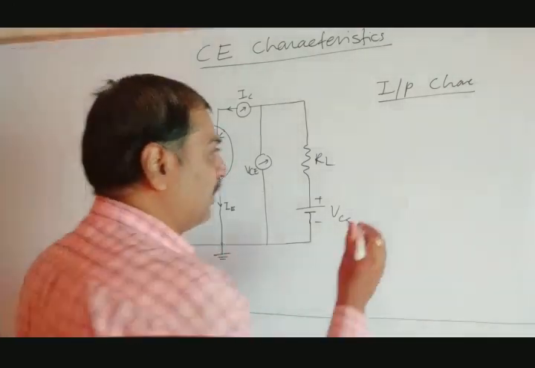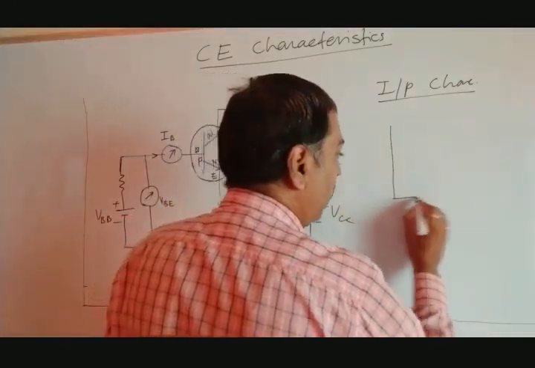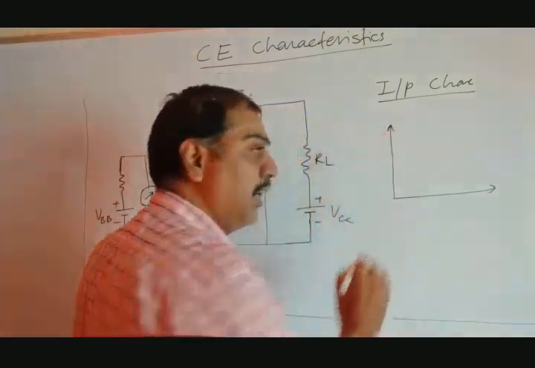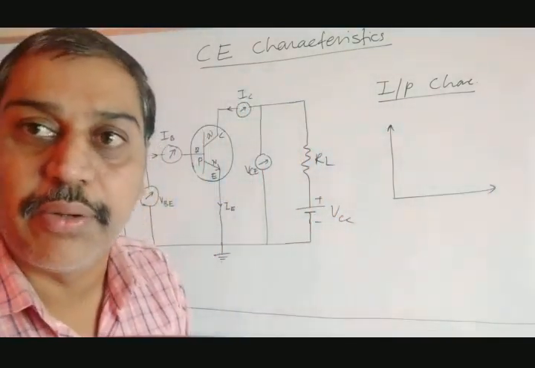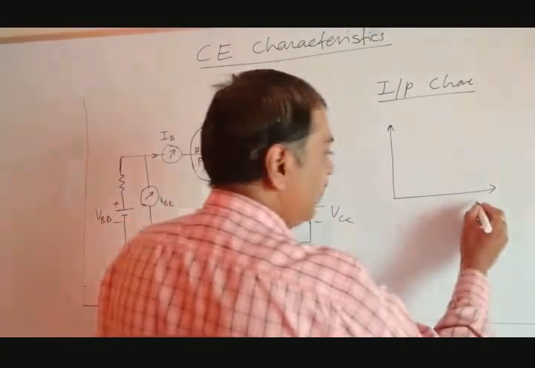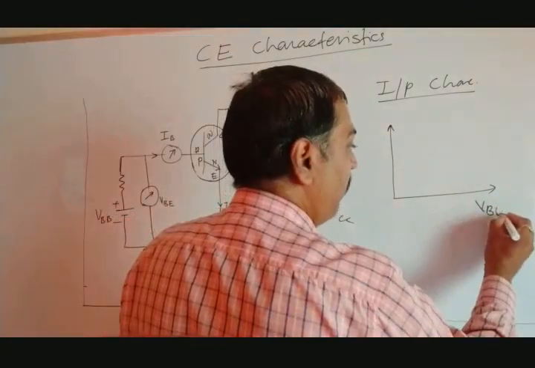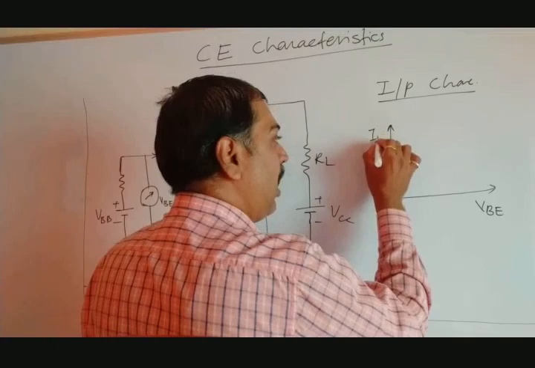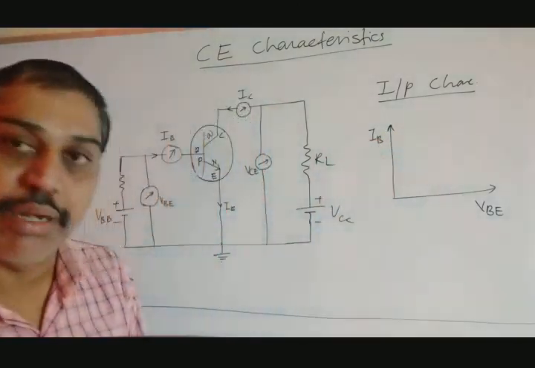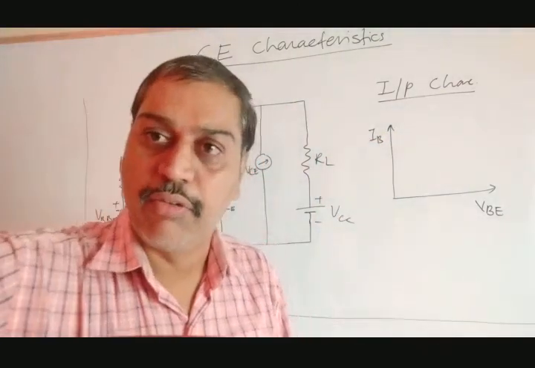So this input characteristics is a variation, or you can draw the graph, of input voltage with respect to input current. So input voltage is what? VBE. Versus input current is what? IB. So this is nothing but what? Input characteristics.